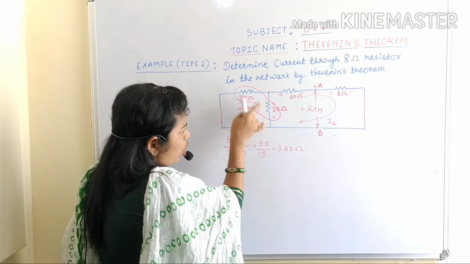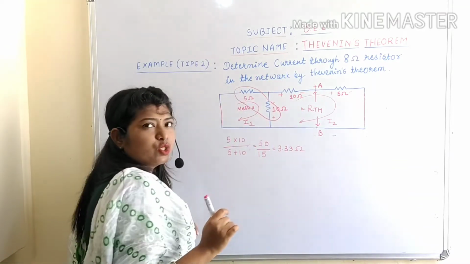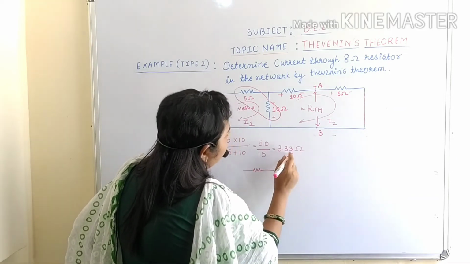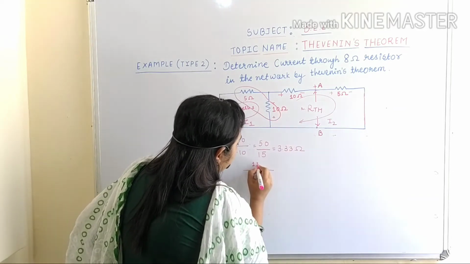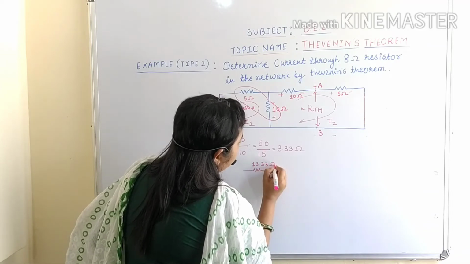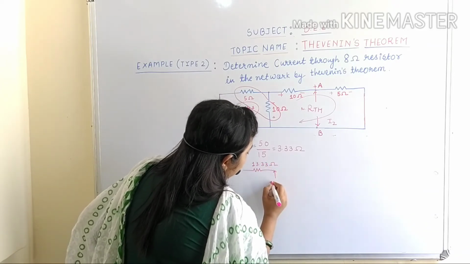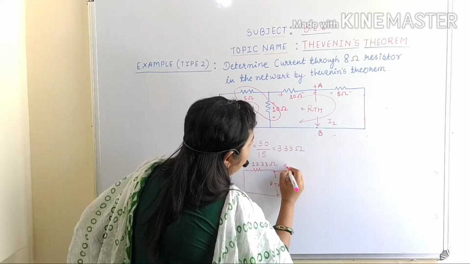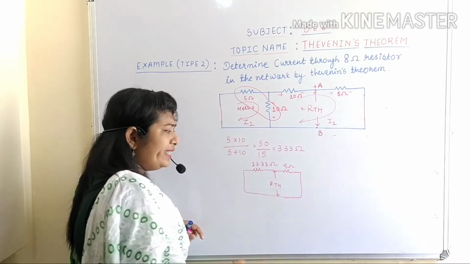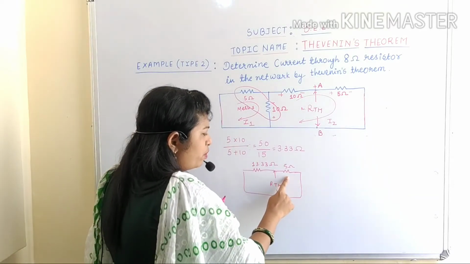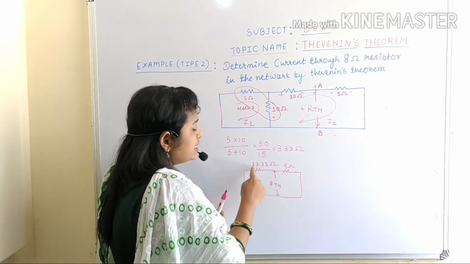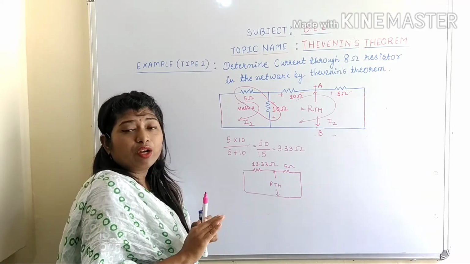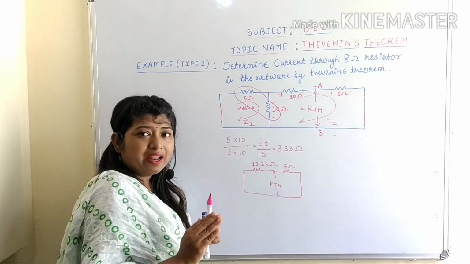Now this parallel combination is in series with the 10 ohm resistor. So let's draw a new diagram. So 3.33 plus 10 will become 13.33 ohm. In between them RTH is connected, and then this is the 5 ohm resistor. Now you need to identify whether the 5 ohm resistance is in series with the 13.33 ohm resistor or not. No, they are not in series, they are in parallel connection.